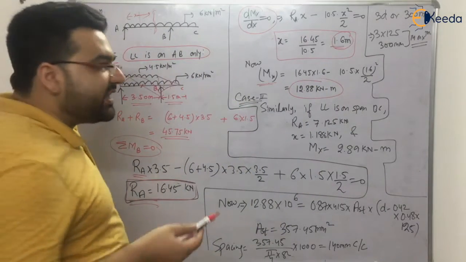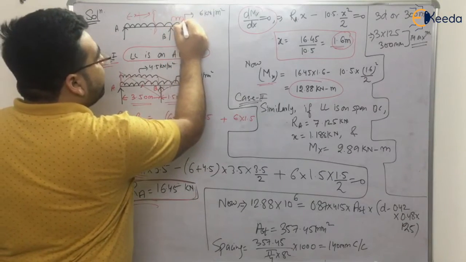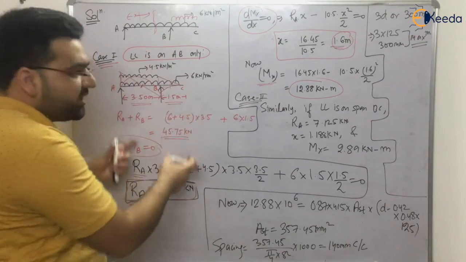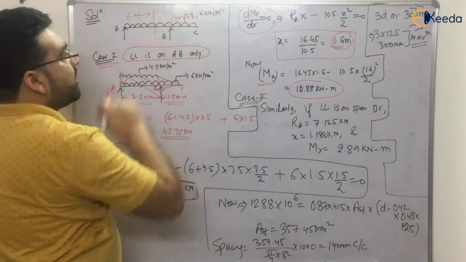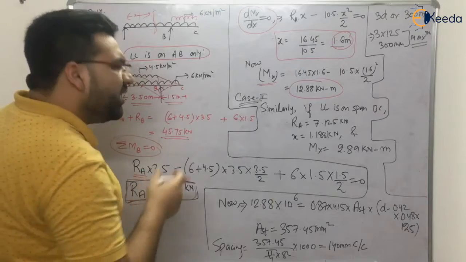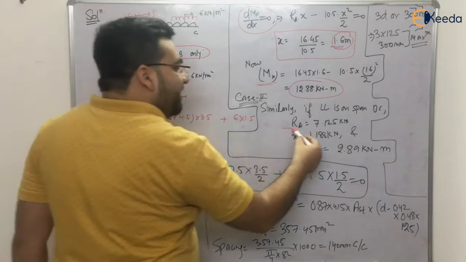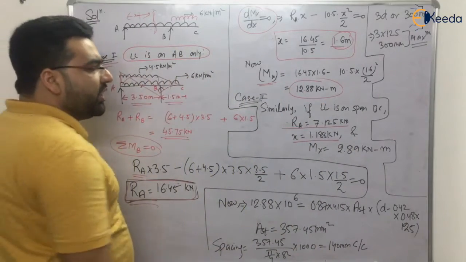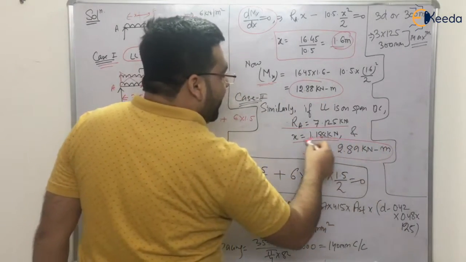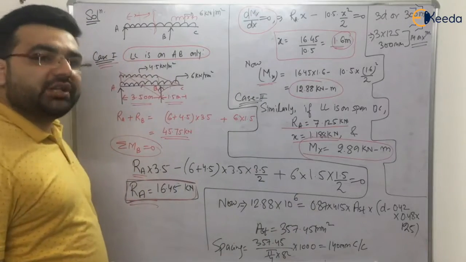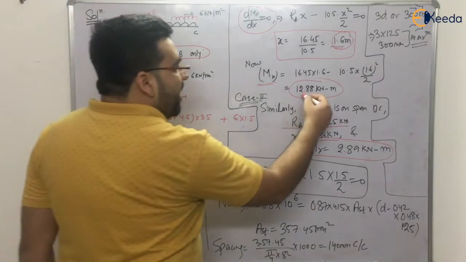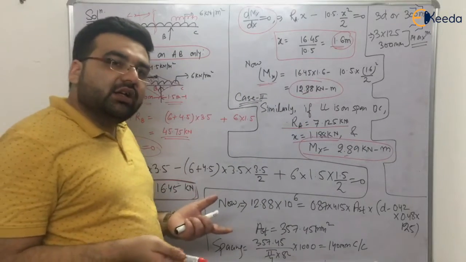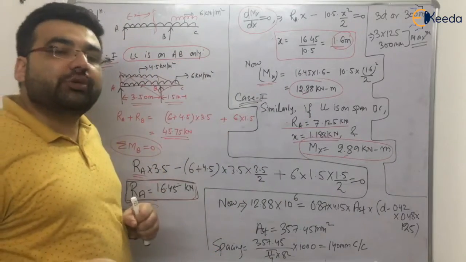Now the next case is the live load is here. I have not drawn the diagram, but I hope you have understood it, right? The next case is live load on the section BC. Everything is the same. RA will come out to be 7.125, X will come out to be 1.188, and moment at X will come out to be 2.89 kilonewton meter. So which one is maximum, 12.88 or 2.89? Obviously 12.88. So we have to design the slab for this 12.88 kilonewton meter.